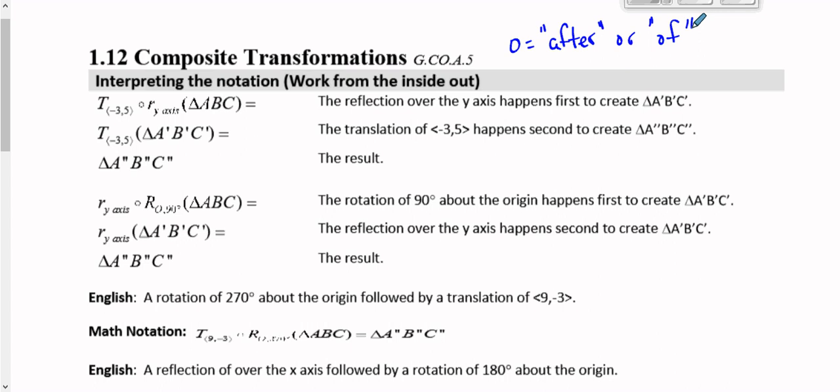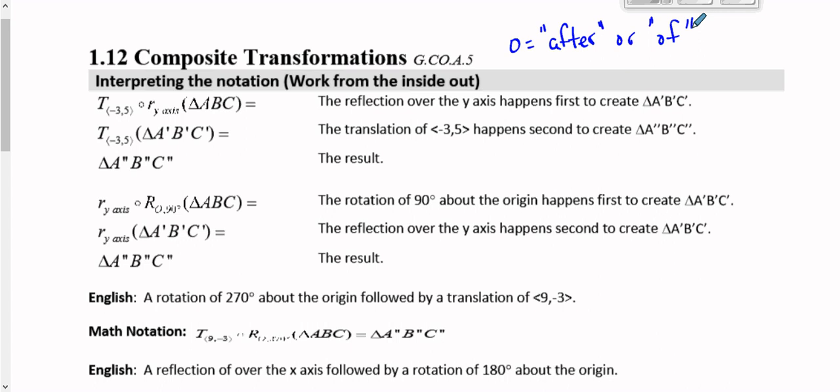When we get to other maths, it'll be like composite functions, but right now it's just transformation. The little circle you read as of. So what we read here, everyone knows this capital T means a translation, and there's our vector. And then we have a what? What's the lowercase r? Reflection. So which one of those do you think we'll do first?